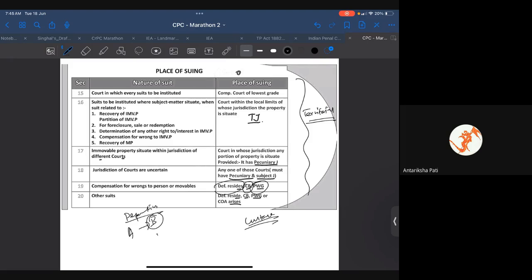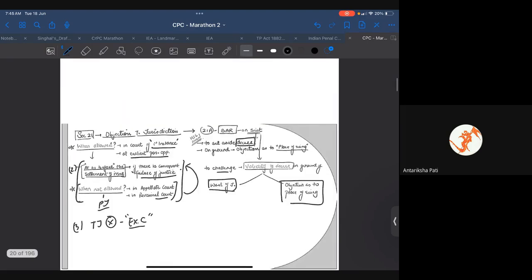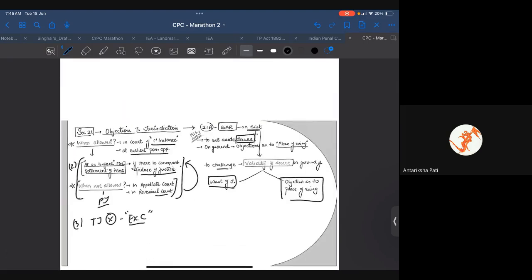Now, if there is an objection as to the territorial jurisdiction, then you will have to take it at the court of first instance and at the earliest possible opportunity, and at or before the settlement of issues. At or before the settlement of issues, it has to be done. And the exception is that if there is a consequent failure of justice, then later also it can be allowed.